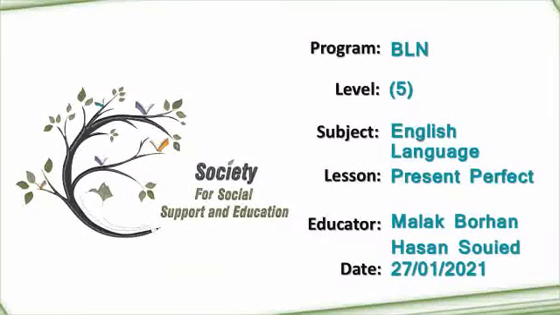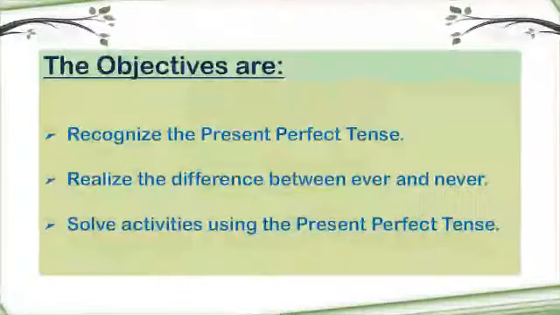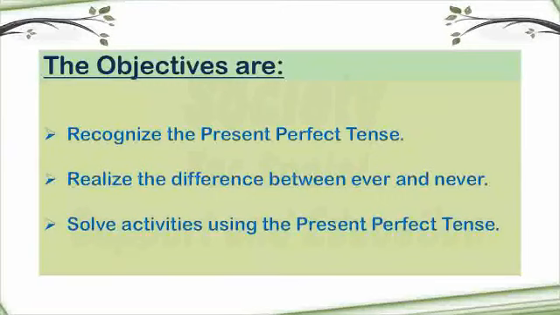Our new lesson today is the present perfect tense. Today is Wednesday, January 27th, 2021. Let's identify the objectives of the lesson first. The objectives are: recognize the present perfect tense, realize the difference between ever and never, solve activities using the present perfect tense. So there are three objectives or three goals to achieve today.